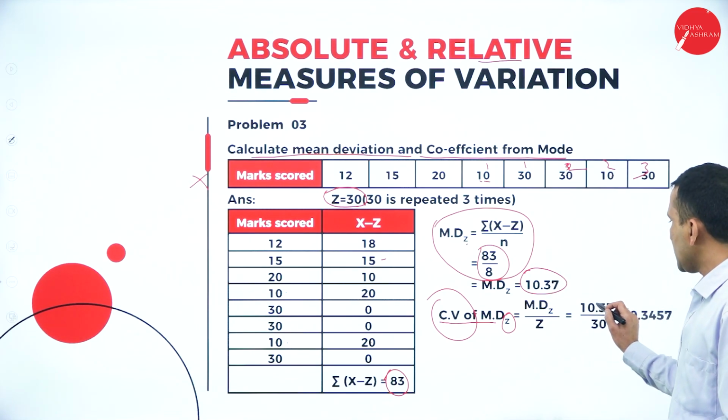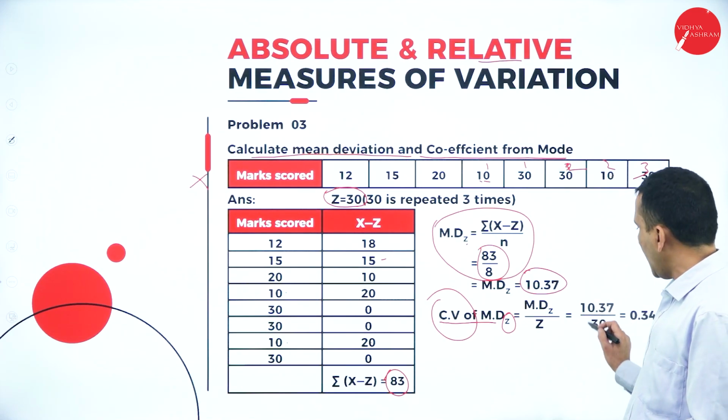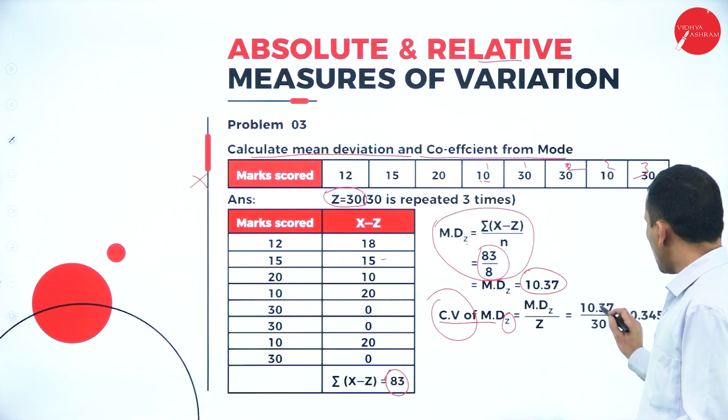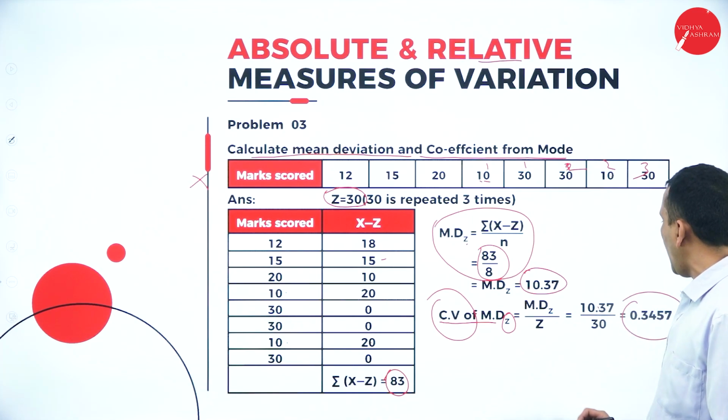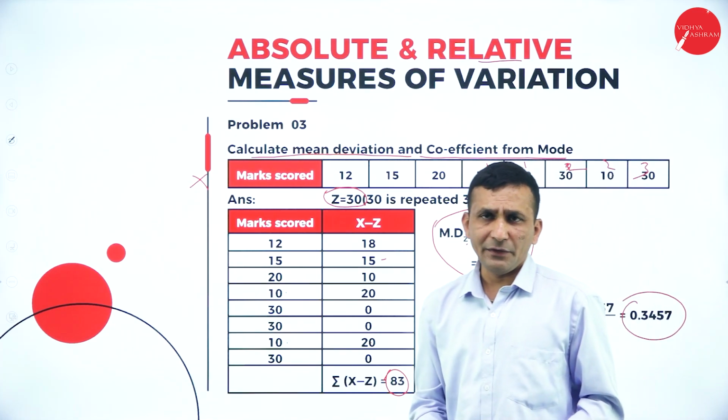So now as it is, the answer, how much are you getting? 10.37 I am writing in the numerator, divided by the mode value 30. So if you simplify, we are getting 0.3457. That is your coefficient of mean deviation of mode.